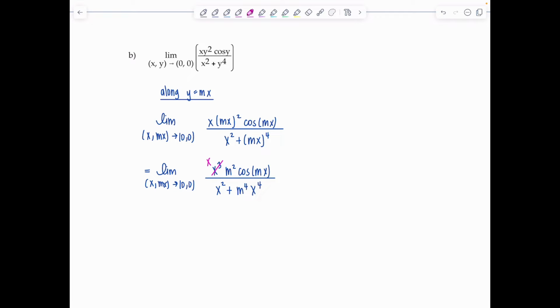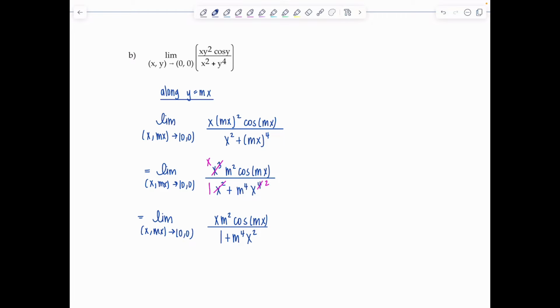So this will just be x to the first. This will become a 1, and then that'll become x squared. So then now we have the limit as (x, mx) approaches (0,0) of x m squared cosine mx over 1 plus m to the fourth x squared. Okay, so let's see. If I try direct substitution now, am I going to actually get a constant value for this limit, or are we in trouble again?